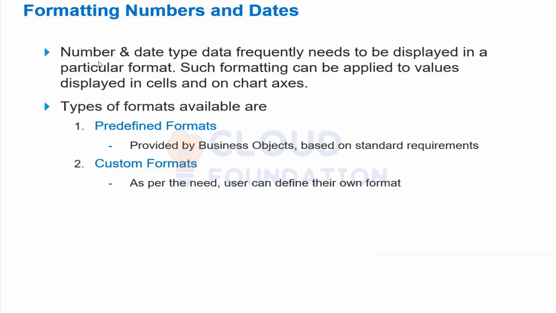Formatting numbers and dates. Number and date types. Data frequently needs to be displayed in a particular format. Such formatting can be applied to values displayed in cells and on a chart axis. Types of formats available are predefined formats, which are provided by BI based on standard requirements, and custom formats. Based on the need, we can create our own format.